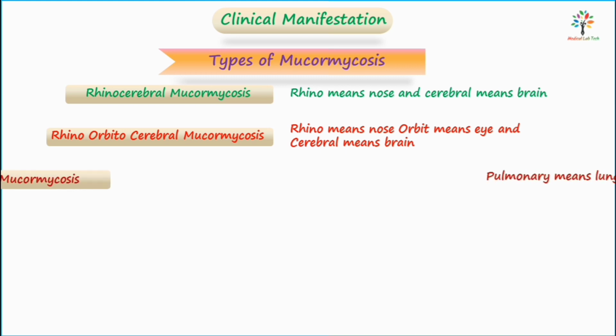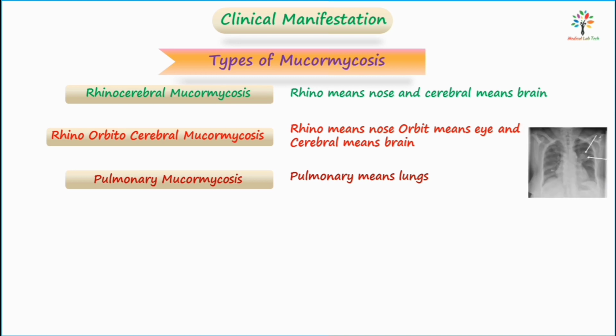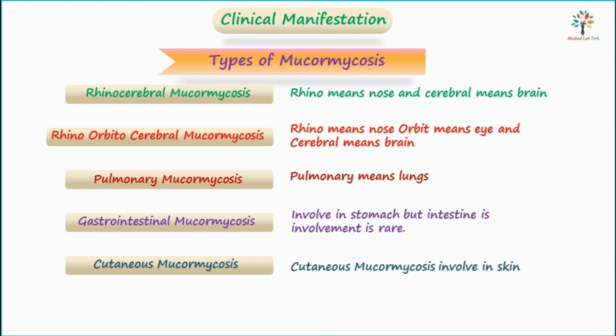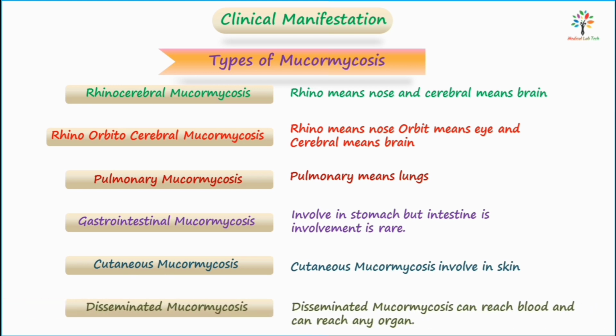Then pulmonary mucormycosis. Pulmonary mucormycosis will involve the lung. Then gastrointestinal mucormycosis. It involves the stomach and intestine, but intestinal involvement is rare. This is cutaneous mucormycosis. Cutaneous mucormycosis involves the skin. Next is disseminated mucormycosis. In disseminated mucormycosis, the fungi reach the blood. Once it reaches the blood, through the blood circulation it can reach and infect any organ. So this is the last stage of the disease.